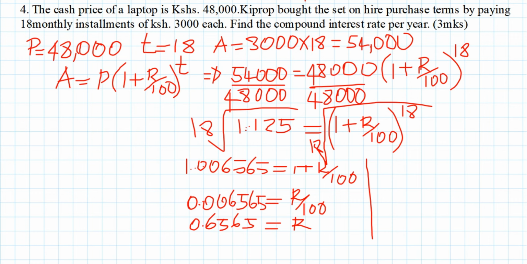And we want the interest rate for the whole year. And so to get the interest rate for the whole year, we multiply 0.6565 by 12. And when we do that, we are going to obtain 7.878. So this becomes our interest rate for the whole year.